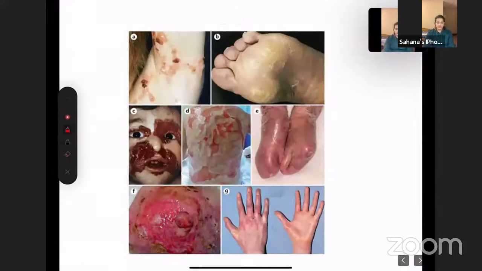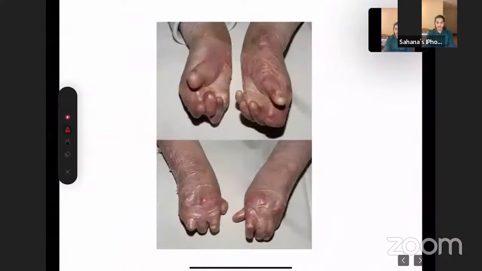Let me just show you some images very quickly. So this was a child. You may think that, okay, there is a lot of periorificial granulation tissue, but the more important thing in this child was this image. Okay, this is what I was talking about. This is something which is known as mutilating pseudosyndactyly.